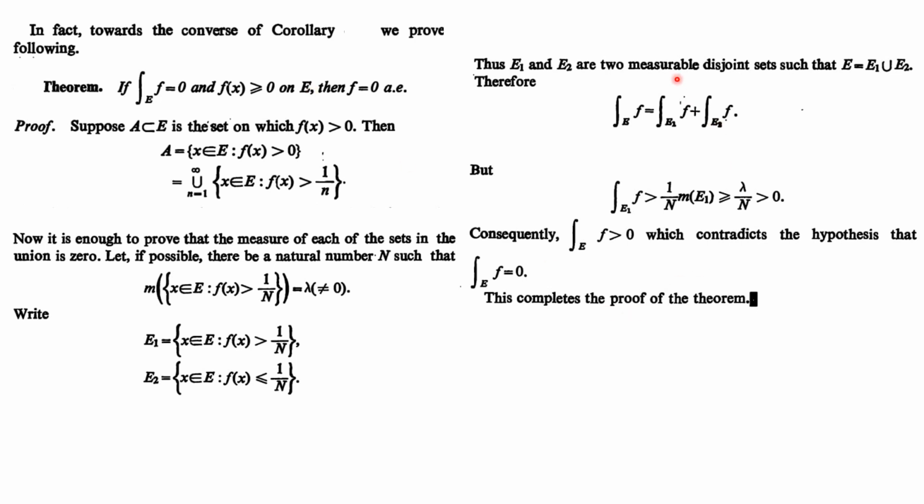Okay, so this is a positive integral, this is a positive integral. It may be 0, but we have shown that the integral of f over E1 is strictly greater than 0. So ultimately the value of the integral of f over E is also strictly greater than 0, which contradicts the given hypothesis that the integral of f is 0 over E.